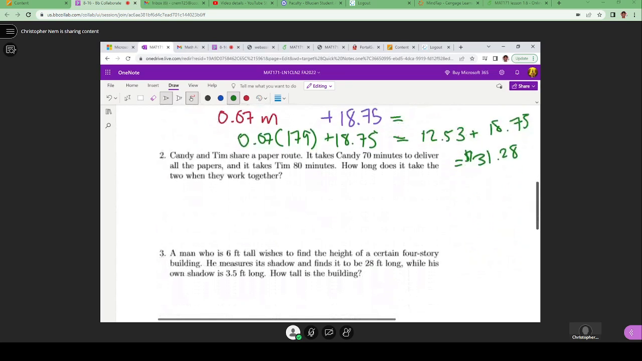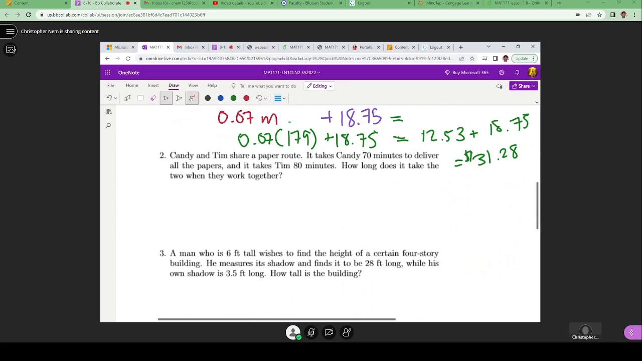Now, sometimes you might not get a linear equation. Sometimes these word problems expect you to have some knowledge or history. In this case, this problem right here. Candy and Tim share a paper route, so they're mail delivery. It takes Candy 70 minutes to deliver all the papers, and it takes Tim 80 minutes. How long does it take the two when they work together? So if they're working together, how long should they take?